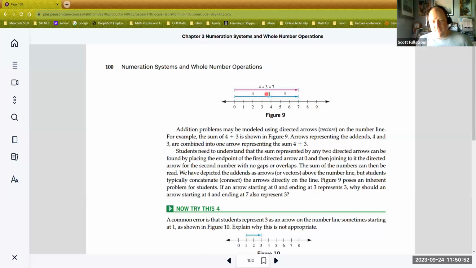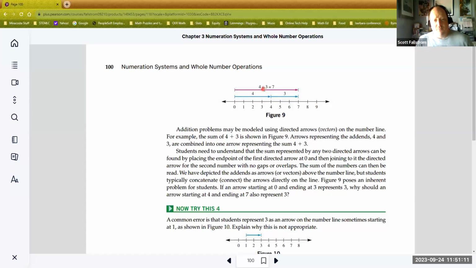Okay, so we move 4 units, then we stop, we take the next number, and we move in the same direction. That's why addition, we kind of think of it as like if you're doing this with a vector or an arrow, then you start where that arrow ended and continue. And that does lead, hey, this would continue.